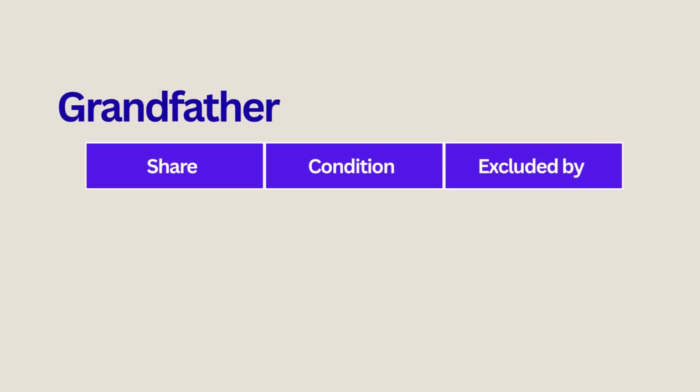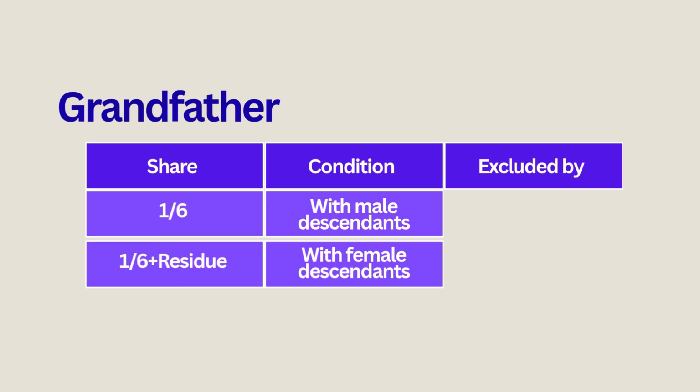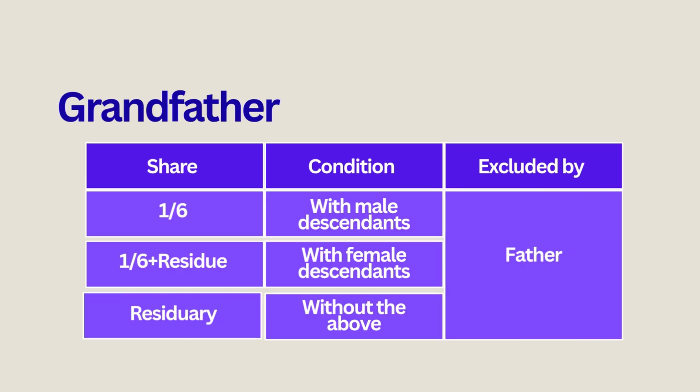9. The paternal grandfather. If the grandfather inherits with male descendants, he gets 1/6 of the estate. If he inherits with any other sharer, he still gets 1/6 and may also receive the remainder as a residuary. If there's a female descendant, like a daughter or granddaughter, the grandfather takes 1/6 plus the residue, meaning he gets both a fixed share and what's left. If there are no descendants at all, then he simply inherits as a residuary. But if the father of the deceased is alive, the grandfather doesn't inherit.